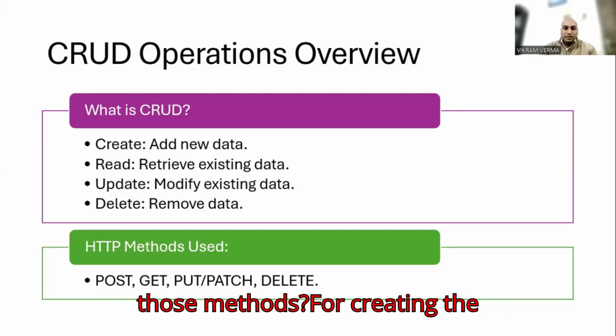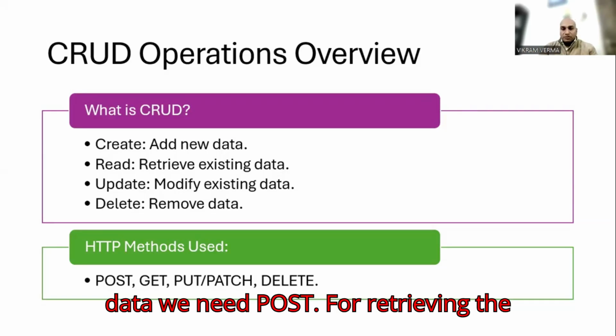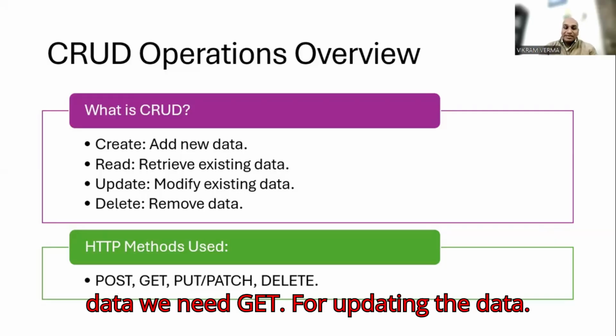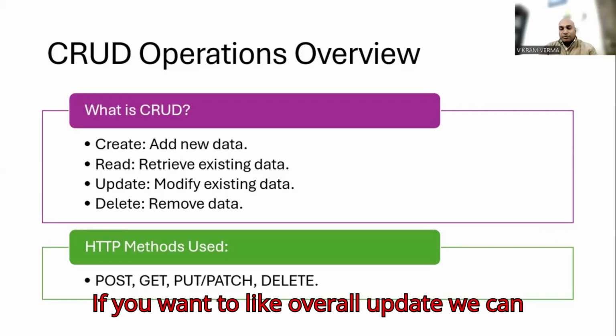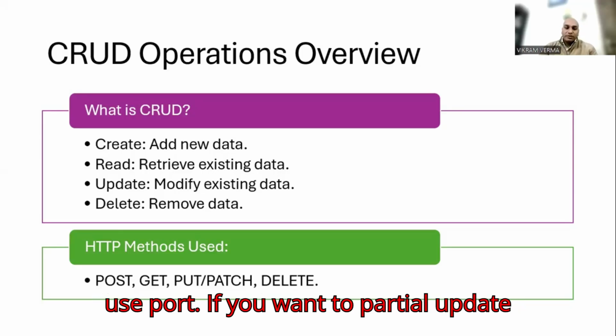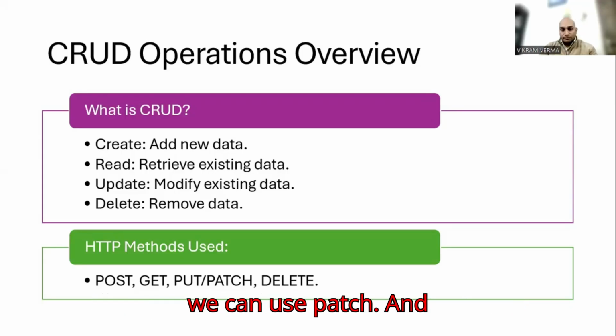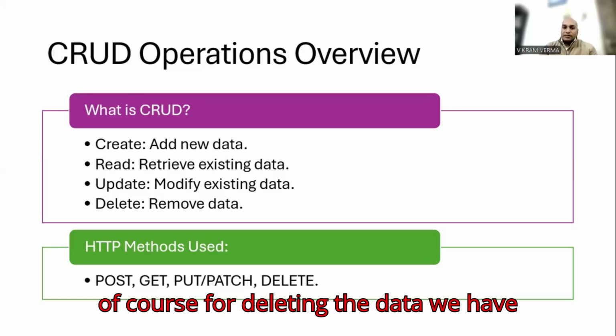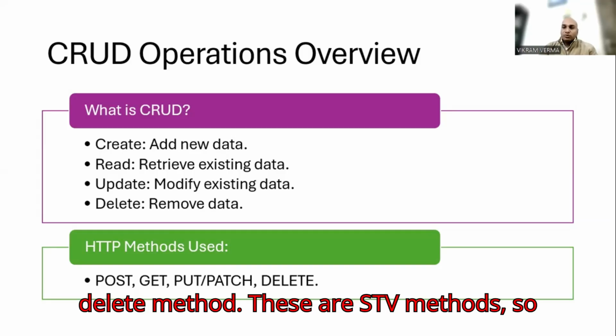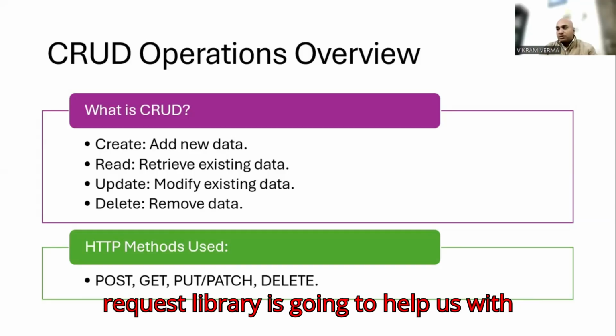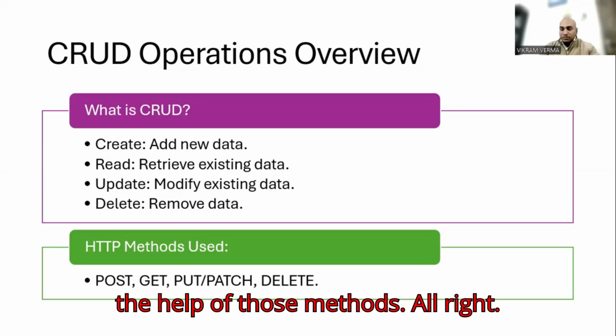What are those methods? For creating the data, we need POST. For retrieving the data, we need GET. For updating the data, if you want an overall update, we can use PUT. If you want a partial update, we can use PATCH. And of course, for deleting the data, we have the DELETE method. These are HTTP methods, so the request library is going to help us with the help of those methods.